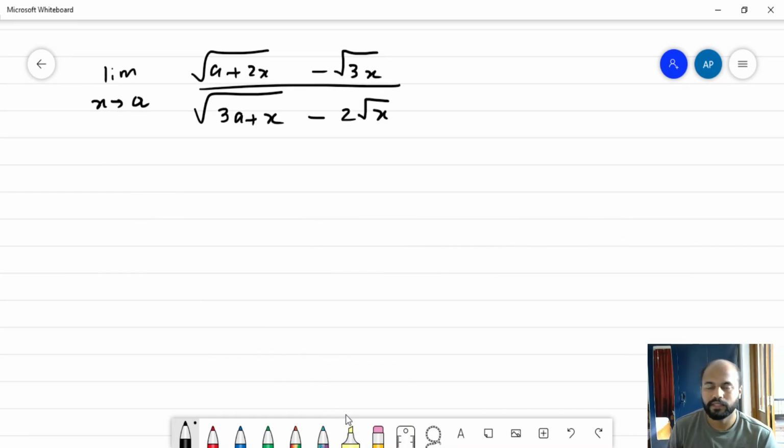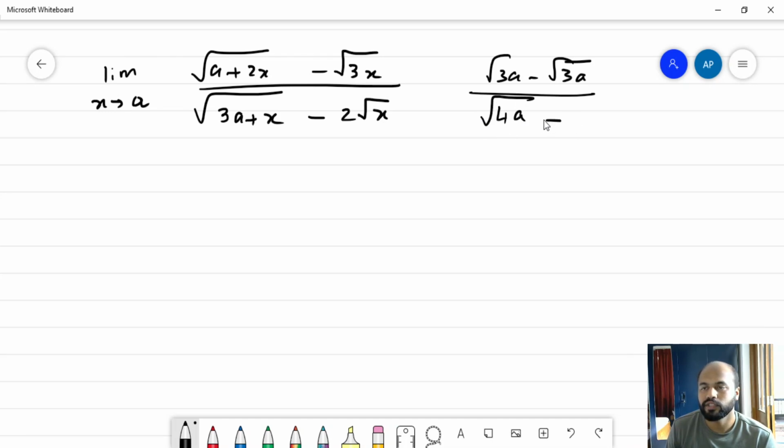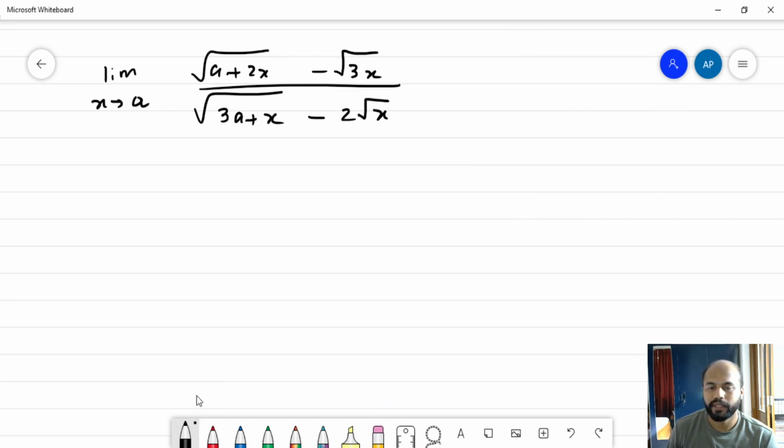Let's take another example based on the concept of rationalization. So you can see that if a is substituted, then on top we'll get root 3a minus root 3a divided by, at the bottom we're going to get root 4a, which is 2 root a, and here also we're going to get root 4a, which is of the form 0 by 0. So that is why we need to evaluate this limit. How do we do that? Let's rationalize. So if we rationalize, we will get something like this.